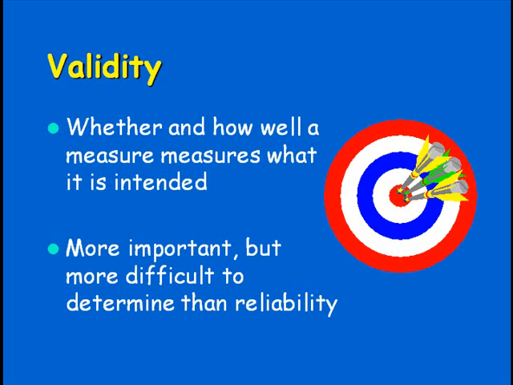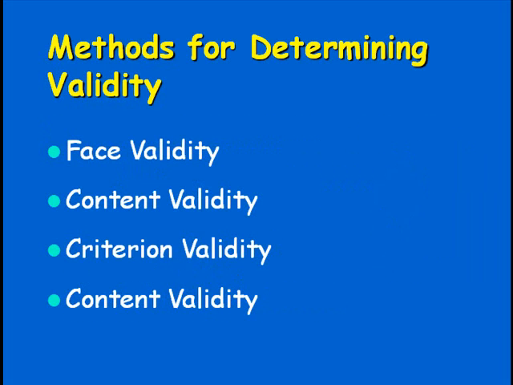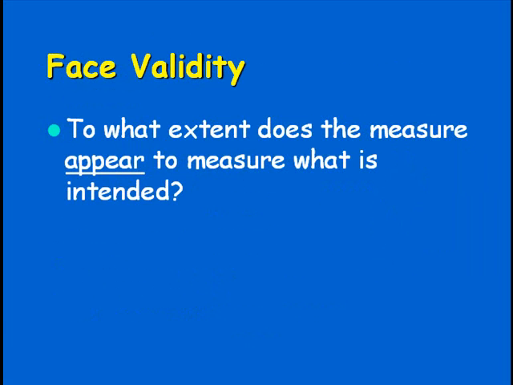shotgun thing. So a measure can be consistent, but that doesn't mean it's accurate. So again, there are several methods for determining validity. We'll talk about each one of those.